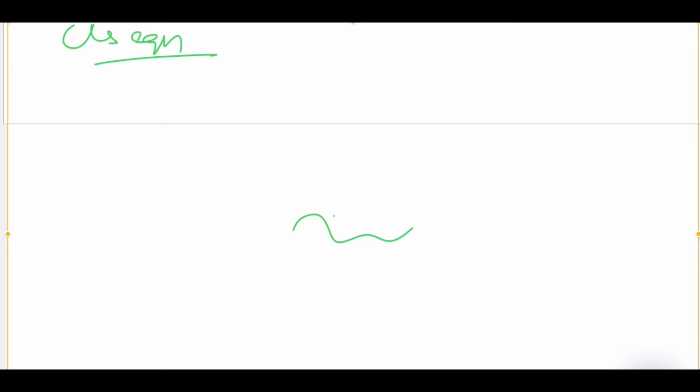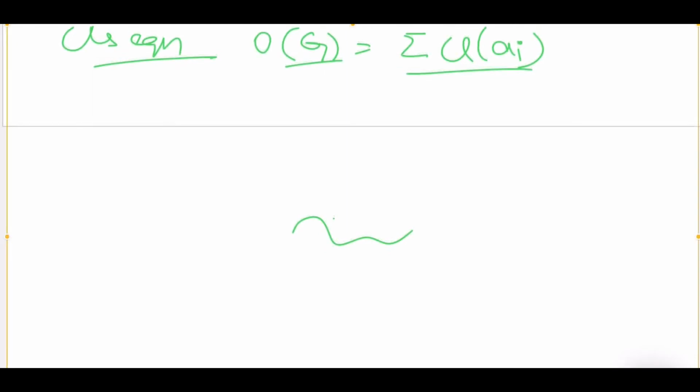Now, the class equation is basically this: the order of G can be expressed as the summation of the classes of all the elements of the group, right? So in the form of the classes. Now how to find out these classes is what we need to know. So what is a class of a particular element?